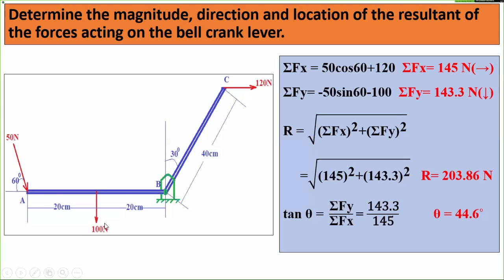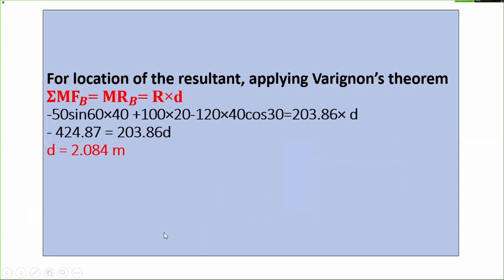Its moment will be anti-clockwise, so it is positive. So 50 sin 60 multiplied by the perpendicular distance, which is 20 plus 20, is 40. So that is given over there. So 50 sin 60 into 40 plus 100 into 20 minus 120 into 40 cos 30 must be equal to 203.86 into D. And by this method, I can find out the perpendicular distance D. So this is the way to find out the perpendicular distance between the resultant and the point of application O.